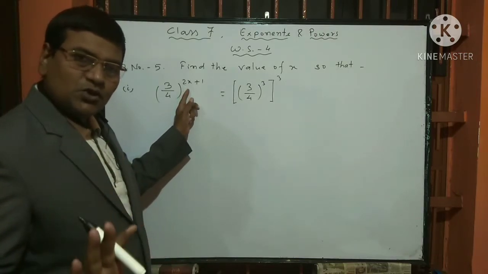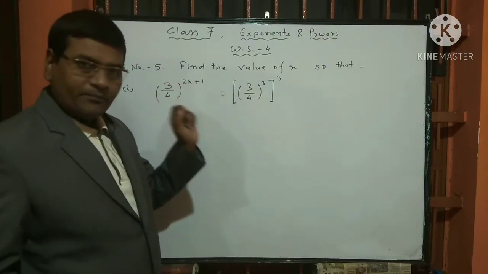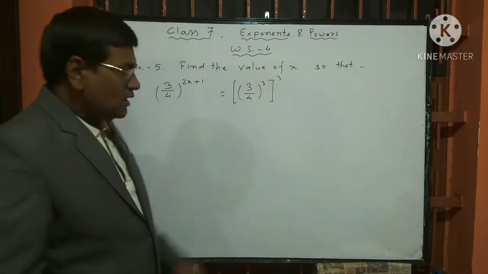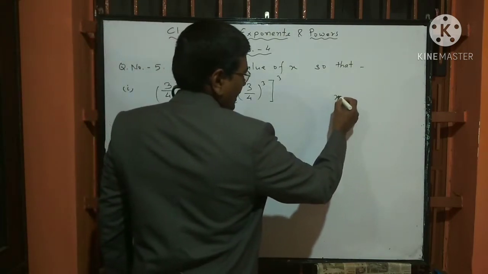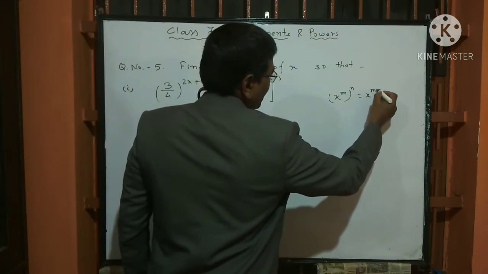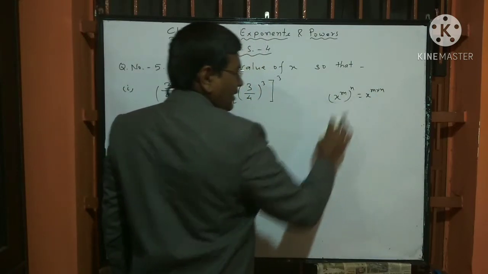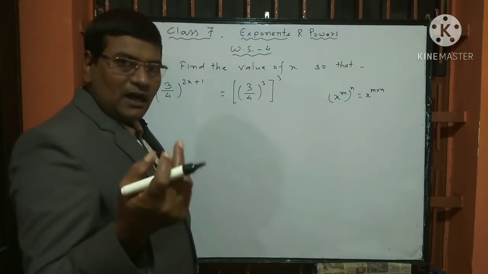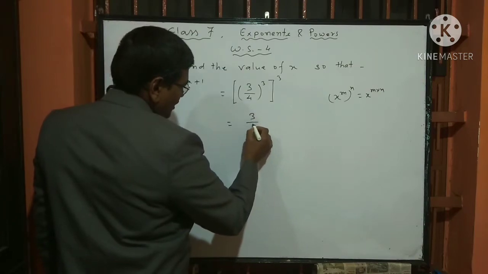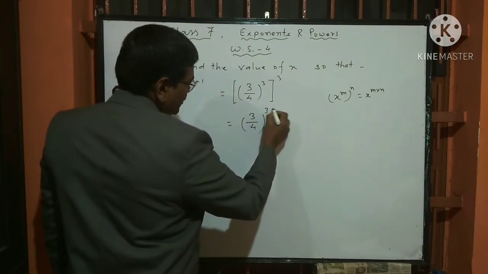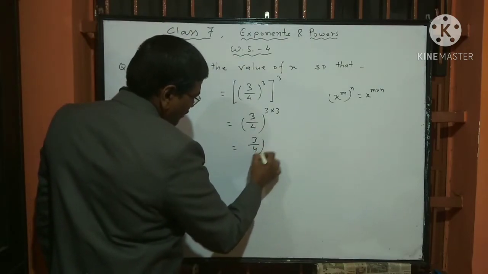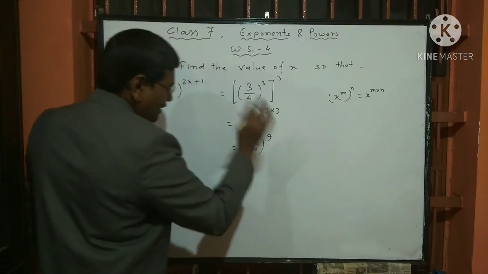Leave it as it is. 2x plus 1. But ((3/4) to the power 3) to the power 3: we have a formula, x to the power m to the power n equals x to the power m into n. Power and power, both powers are multiplied. So we can write (3/4) to the power 3 into 3. Now it is (3/4) to the power 9.